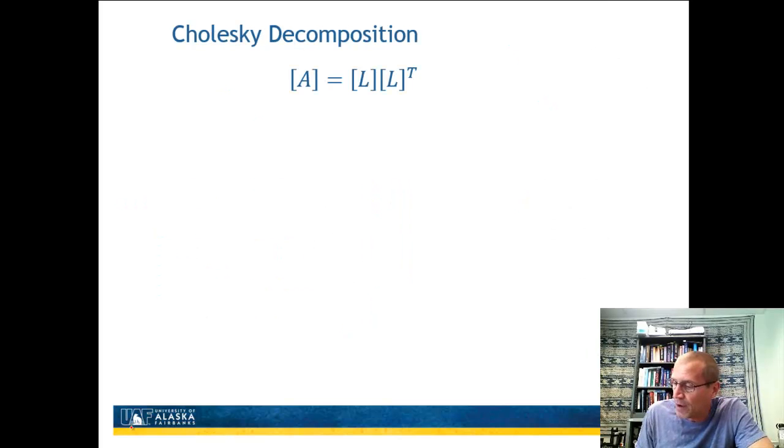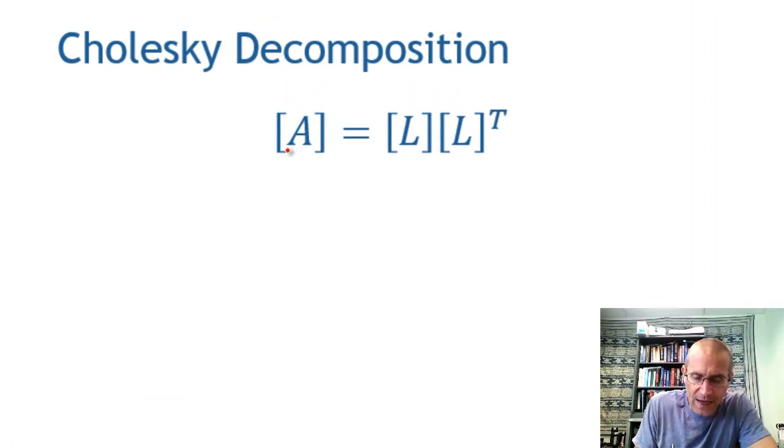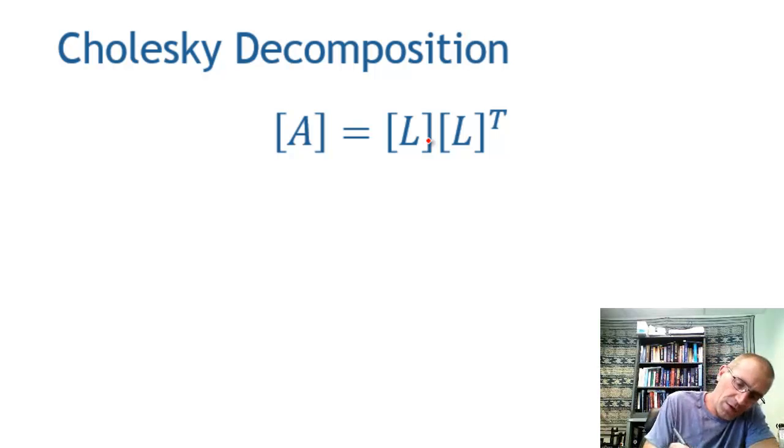I want to talk next about a different one, which is called the Cholesky decomposition. What Cholesky does is we take our matrix A, and we're going to go ahead and find some matrix L such that L times L transpose is equal to A. So we need to figure out what L is. Remember, transpose just means I flip it horizontally and vertically, so the thing in the lower left becomes up in the upper right.